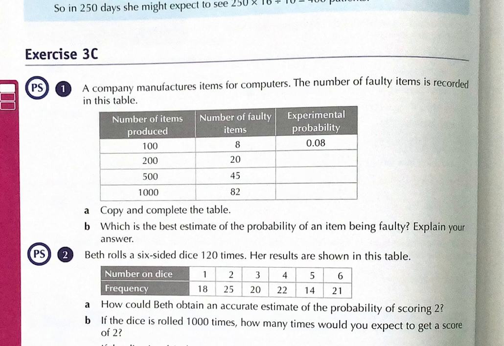Did you complete the table? 20 divided by 200, 0.1. Okay. Then 45 divided by 500, 0.09. 82 divided by 1000, 0.082.